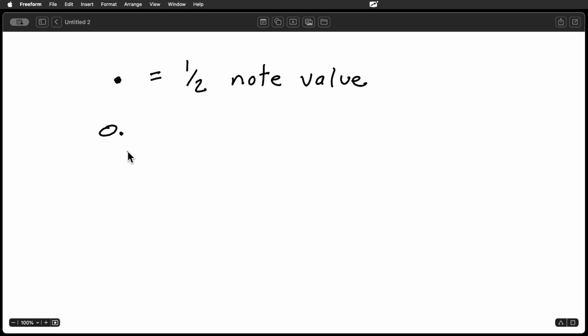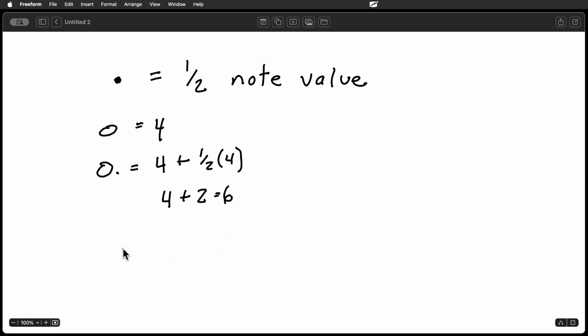So if a whole note, let's get rid of the dot, is equal to 4 counts, then a dotted whole note is equal to 4 counts, the base note, plus half of the note's value. Sorry to do math on you today, but it's not hard math. 4 plus 2, right? Half of 4 is 2, is equal to 6.